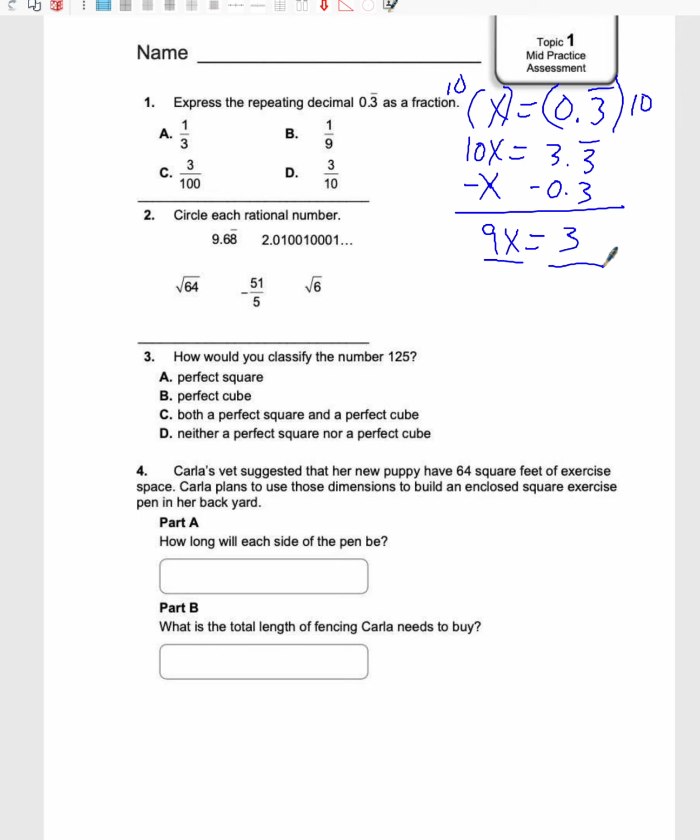So then we divide by 9. 3 over 9 can be simplified to 1/3. So 1/3 is 0.3 repeating.